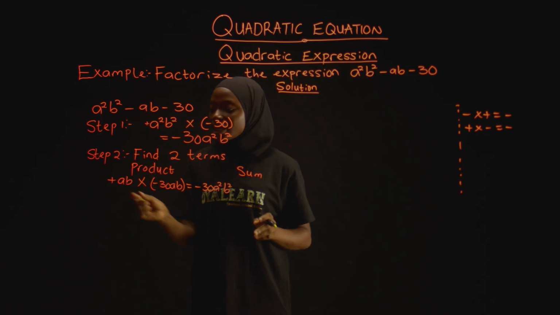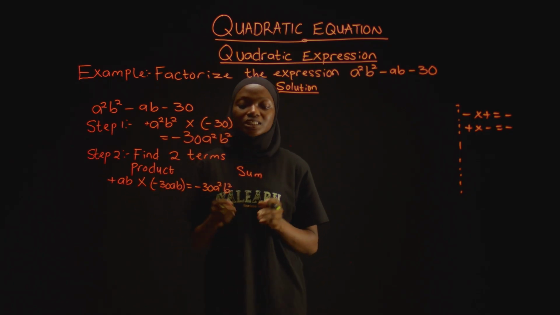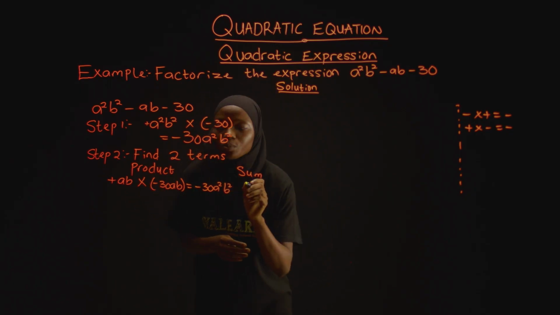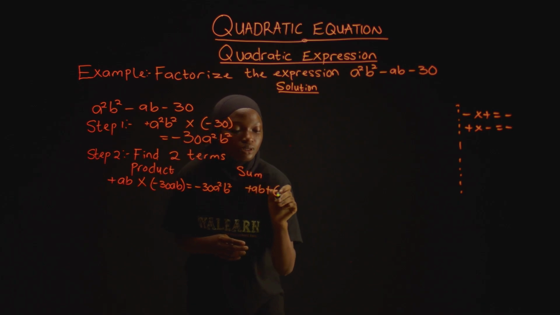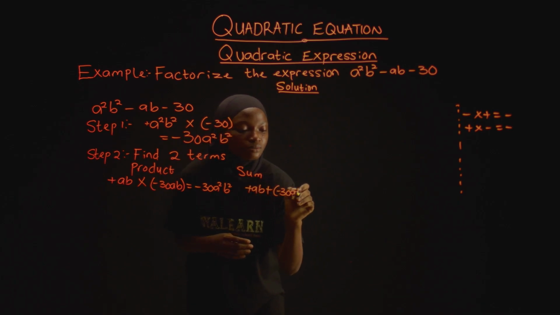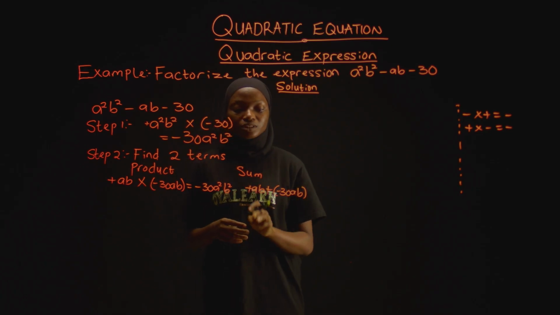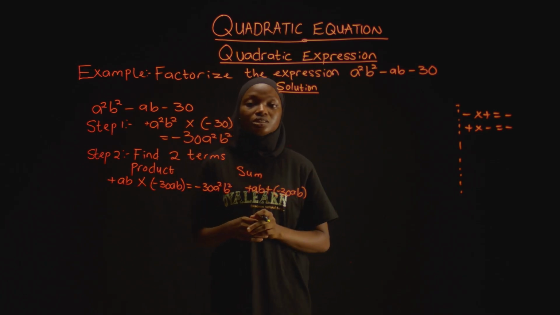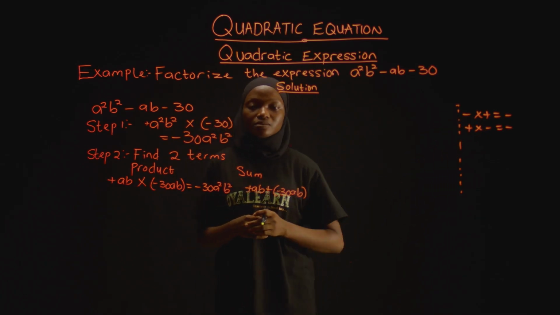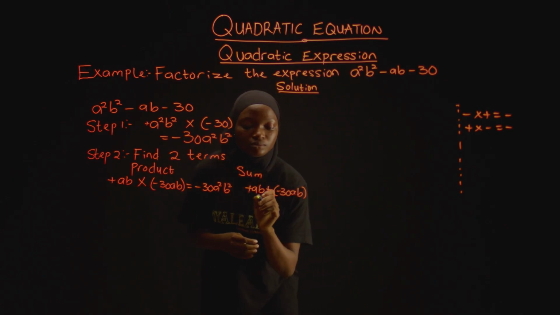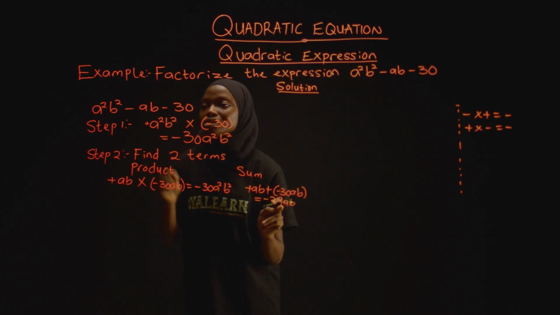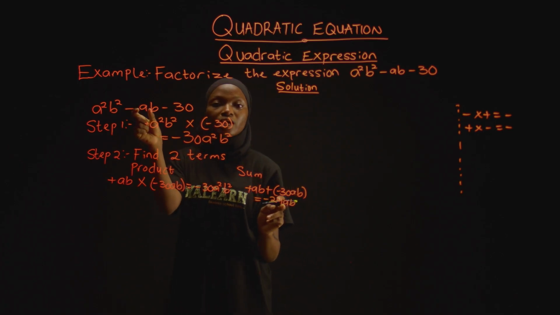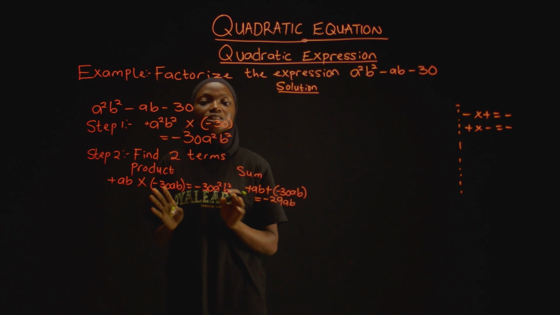Now for the sum, let's sum up these two terms together and see what the result is going to give us. We'll have plus ab, then plus minus 30ab. Plus times minus will give us a negative sign. So here we'll have minus 29ab, which is not the second term that we have here. So that means these two terms are not the terms we are looking for.